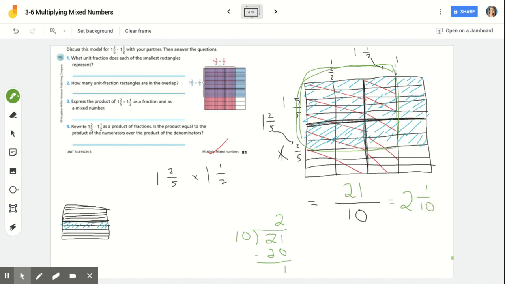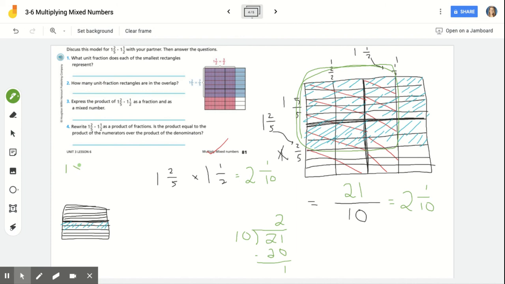Does that make sense? Is that reasonable that I got 2 1/10? 1 2/5 times 1 1/2 is equal to 2 1/10. What do you notice about our product compared to our factors? Were you expecting to get a larger number than both our factors? 1 2/5 times 1 1/2 is equal to 2 1/10. This is the biggest number out of all. And I'm thinking, yes, that is reasonable. Think of it like this. This is worth more than one whole. This is worth more than one whole.